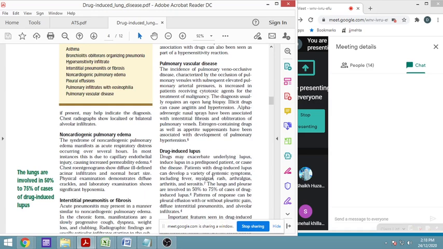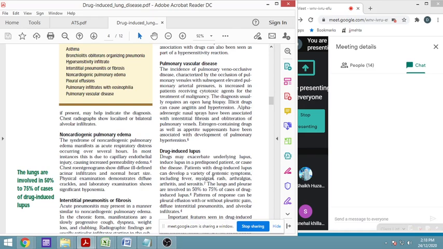Some of the drugs can cause pulmonary edema, and because of that it causes acute respiratory distress which occurs for several hours. It is because of the capillary endothelial injury which is causing increased permeability, and therefore there is edema. Chest roentgenograms, that is X-rays, show diffuse ill-defined acinar infiltrates and normal heart size. So these are the reasons.